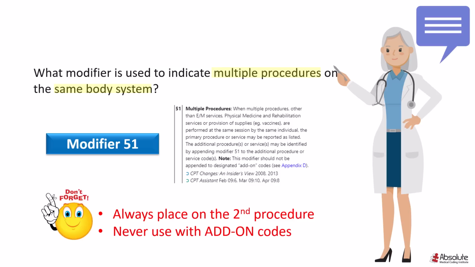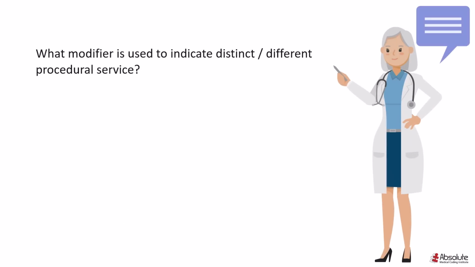All right, I got another one. How'd you do? If you got that correct, outstanding. But if you learned something, that is priceless. Okay, got another one. What modifier is used to indicate distinct or different procedural services? What say you, coders?